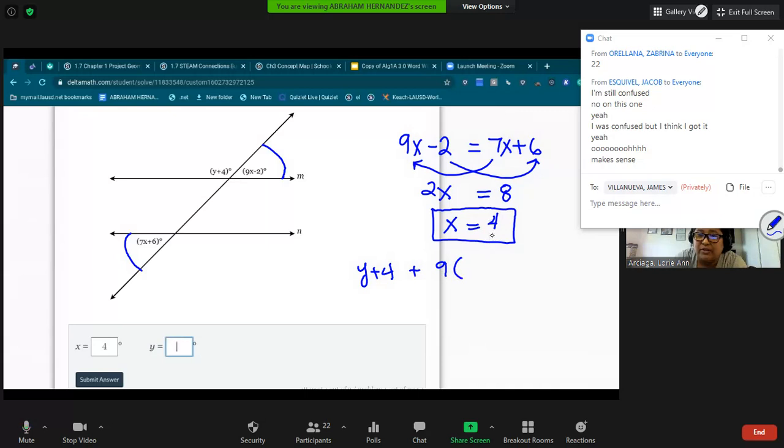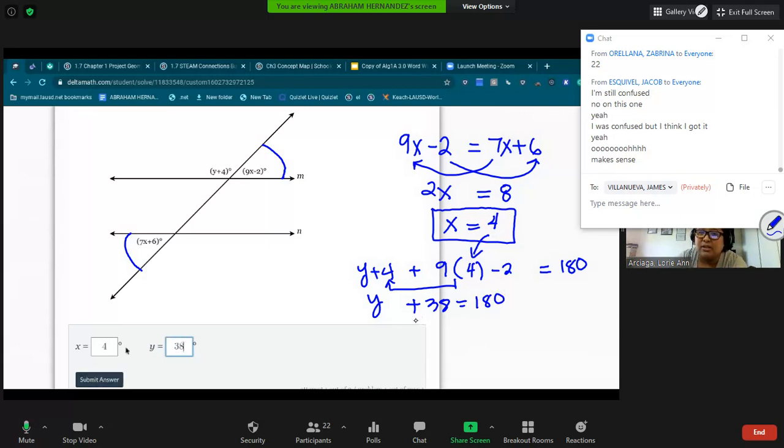But we have already solved for x, so we're going to plug it in. 9 times 4 minus 2. When you add those linear pairs together, you get 180. So that's going to be y. This is 36. 36 plus 4 is 40. 40 minus 2 is 38, right? Is equal to 180. Okay, so can you take it from there?